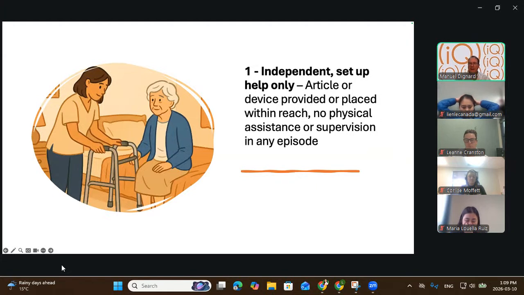One, so independent with setup help only. So this is still mostly independent. The staff might hand them a toothbrush or lay out their clothes. But once the materials are ready, the resident takes over without physical help or reminders.